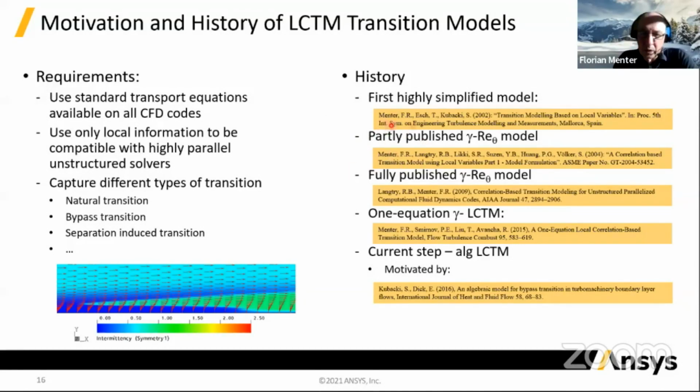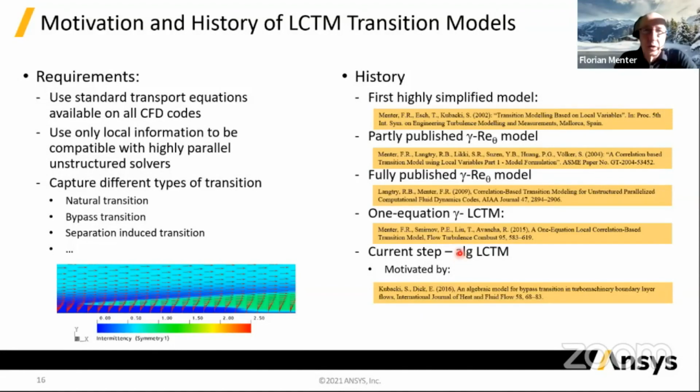We started, the first model was published in 2002, so exactly 20 years ago now, in a few months. And then we published the gamma theta model in different papers, which is the main model used in industrial use today. We reduced that model later on to one equation, the gamma model, fully published, where we eliminated the theta equation. And recently we have even reduced that to an algebraic model.